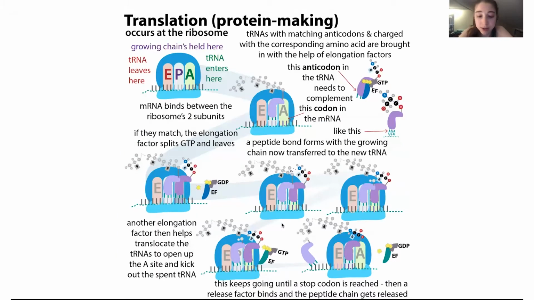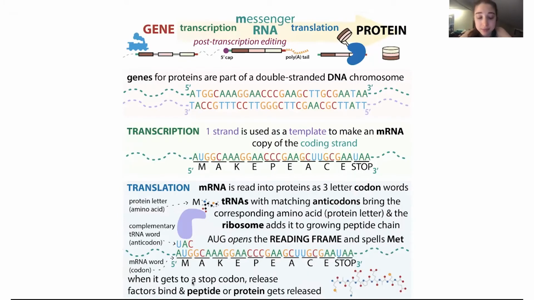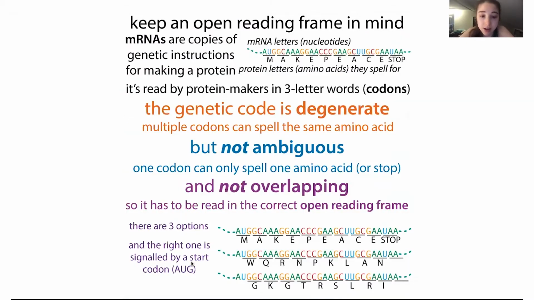And these instructions are written basically in a series of codons. A codon is a 3-letter RNA word that's going to spell one protein letter.